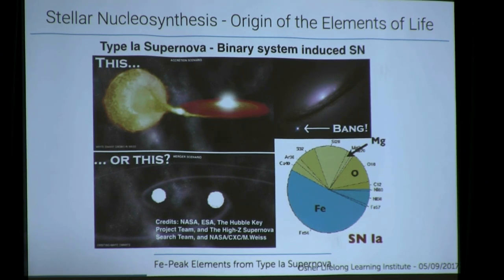form this accretion disk, start accreting material. And the idea is that once you get over this certain mass limit on the white dwarf, which is called the Chandrasekhar limit, then that white dwarf will explode, trying to form new elements. And that gives you this huge supernova.